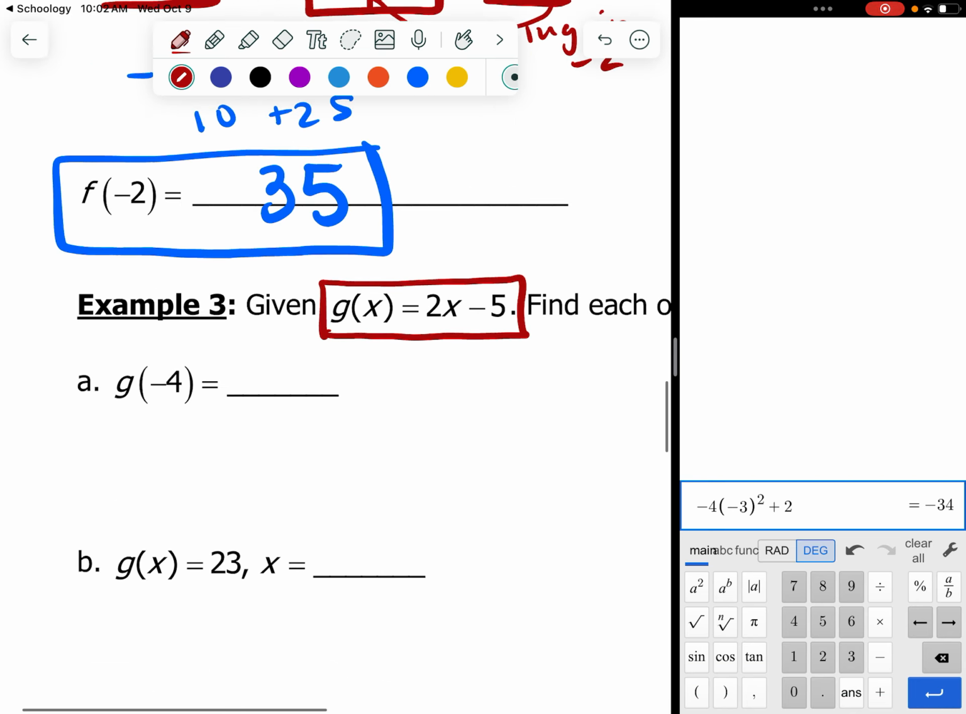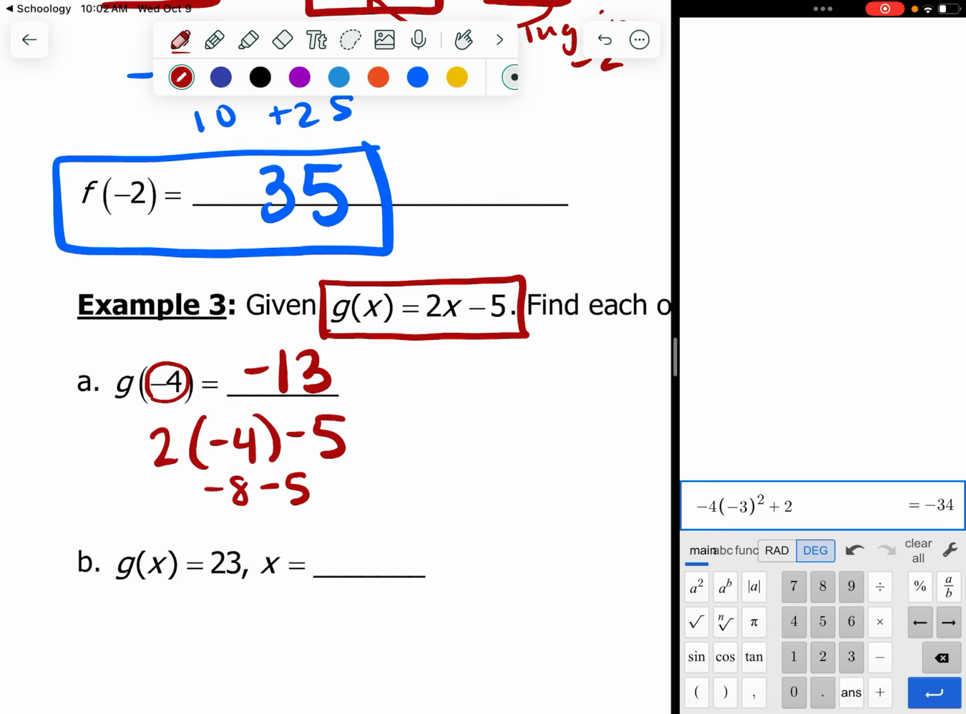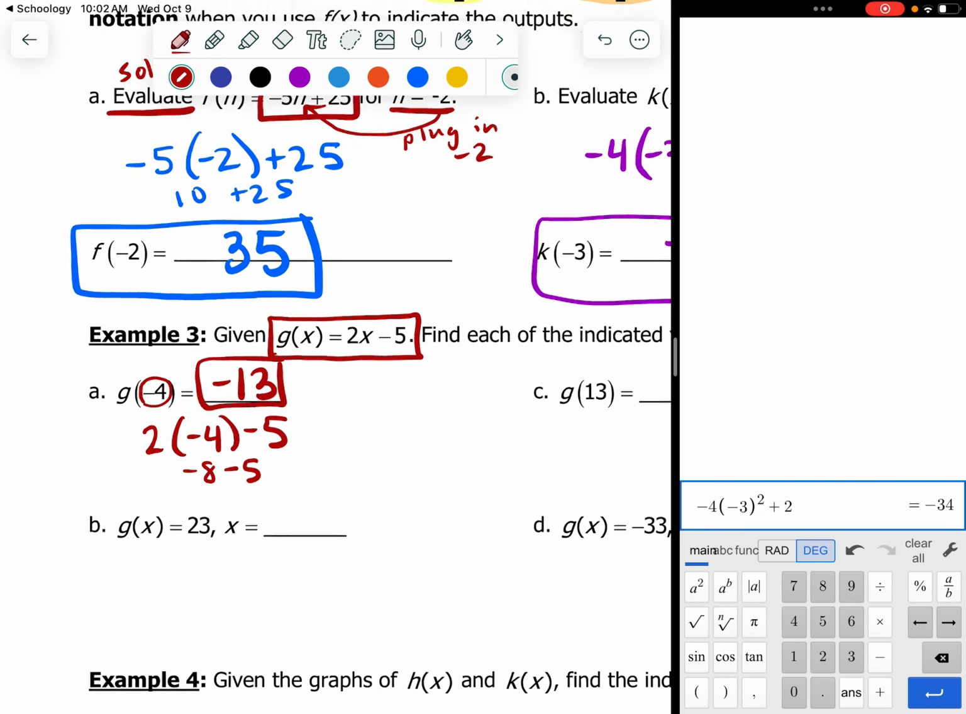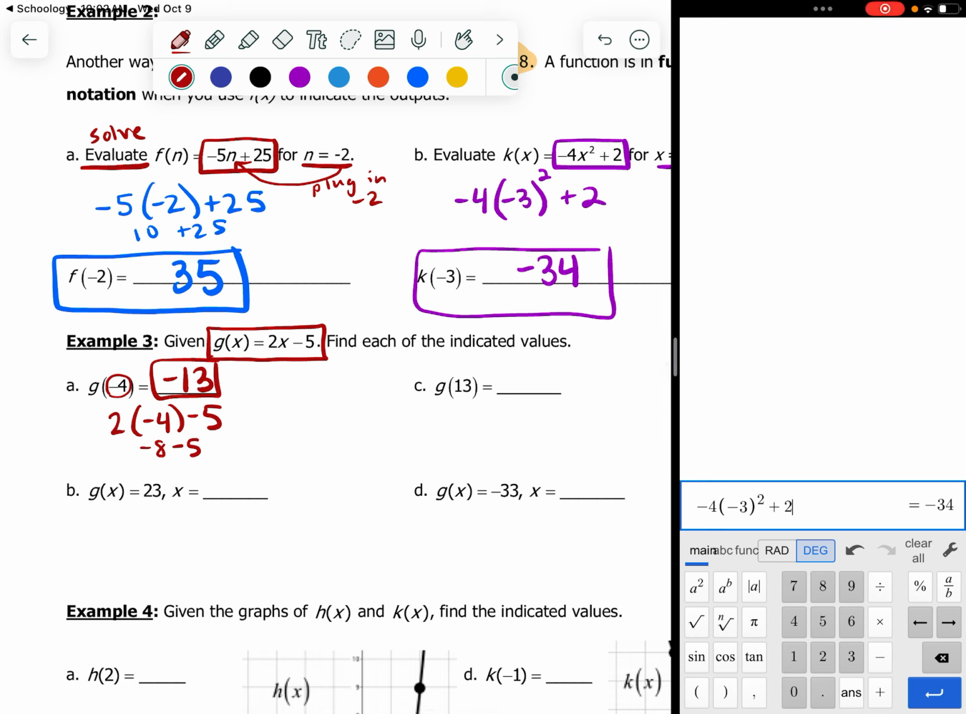Okay, so let's find g of negative 4. So this means plug in negative 4. So 2 times negative 4 minus 5 is negative 8 minus 5. You could do that in your calculator. That's negative 13.